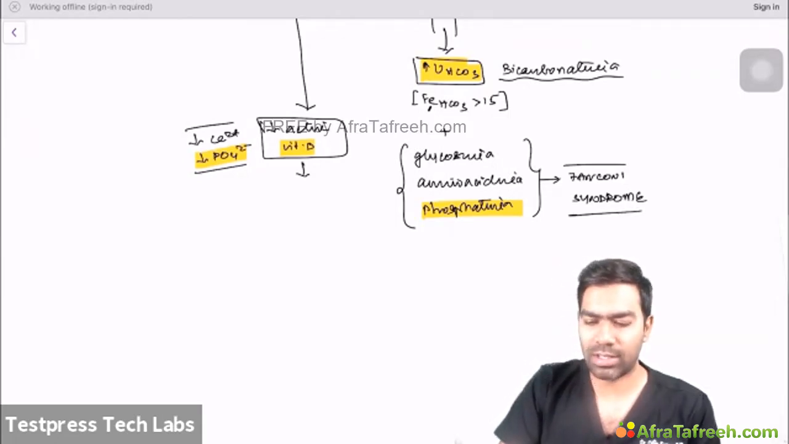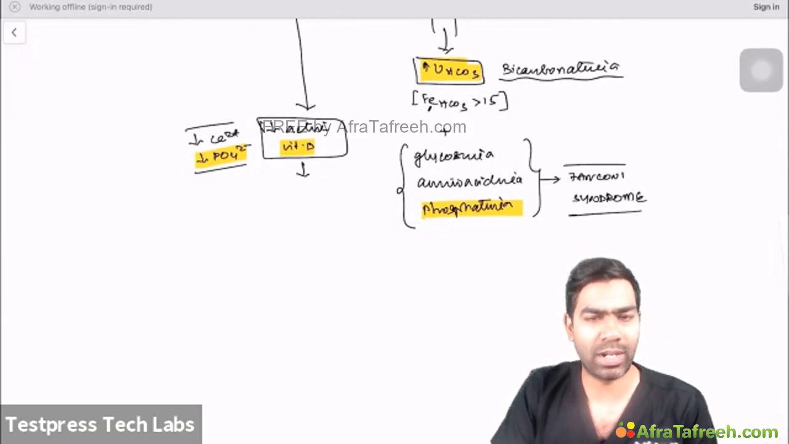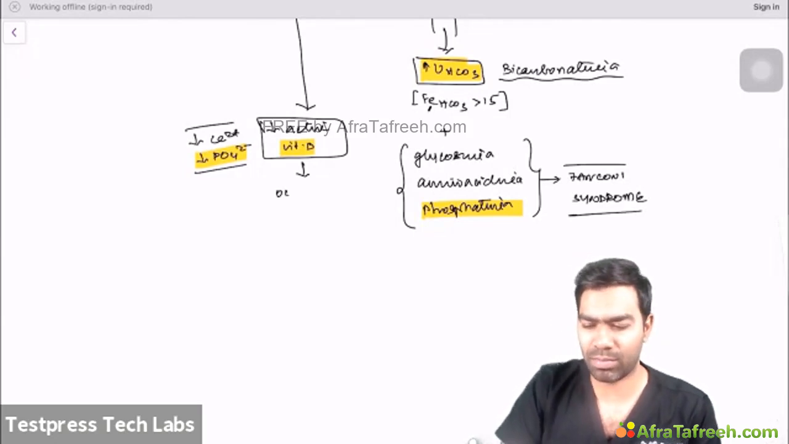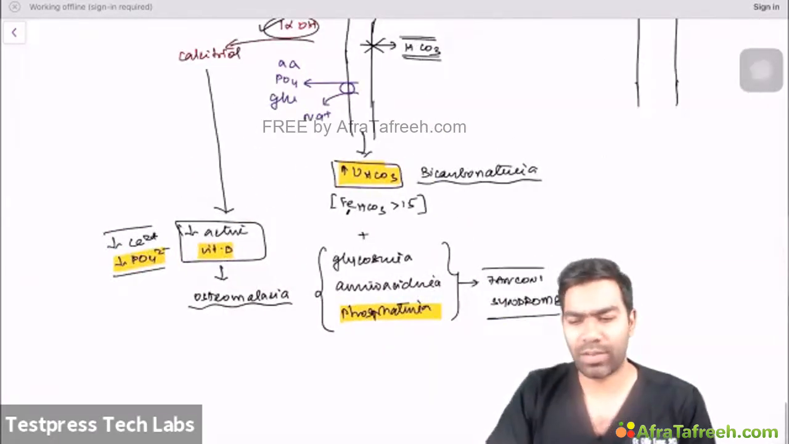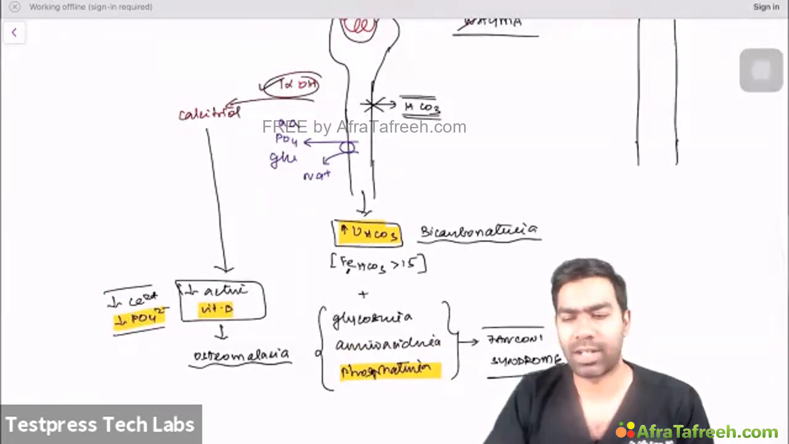Nevertheless, low calcium, low phosphate, and low vitamin D are always a problem for the bone, because they will rapidly result in osteomalacia. Many cases can have an associated bone problem like osteomalacia. Whatever I told you is very classic of a proximal RTA.